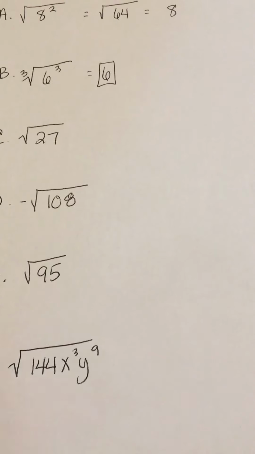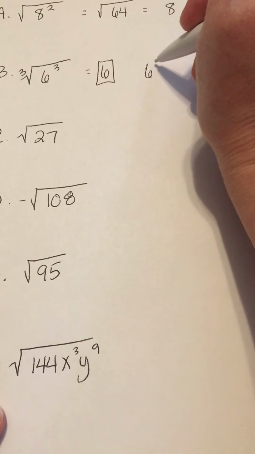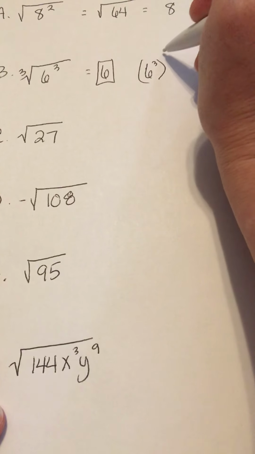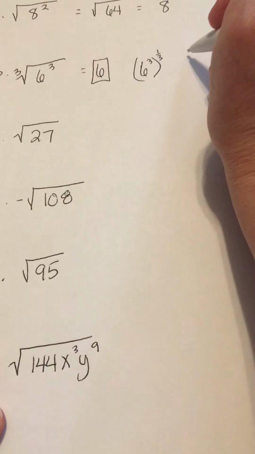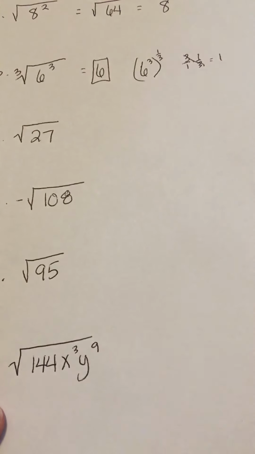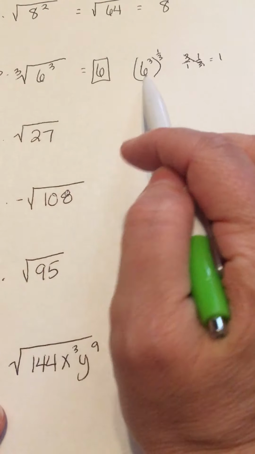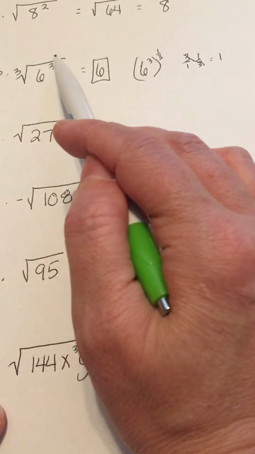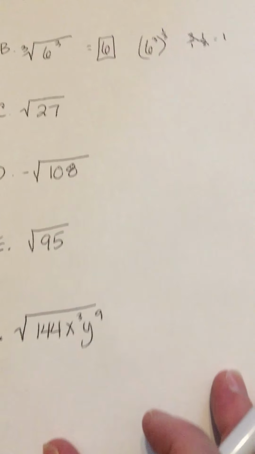Okay, and really, she showed it, like this is like saying 6 to the third to the 1/3 power. And then you multiply these. So 3 over 1 times 1 over 3 just gives you 1. And so it's just 6 to the first power. And you can totally work it out like this, but I just wanted to show you that those are opposites and they undo one another.